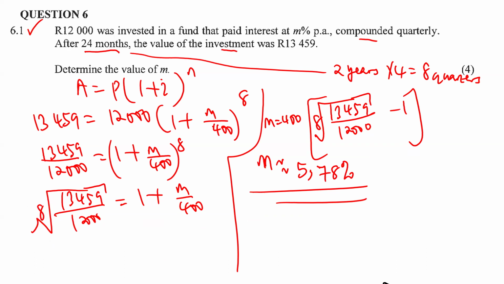We use the compound interest formula because it was an investment, but it was M% per annum compounded monthly. So therefore we put M divided by 100, but because it's quarterly, then you also divide by 4. All right. So we continue. Next question.